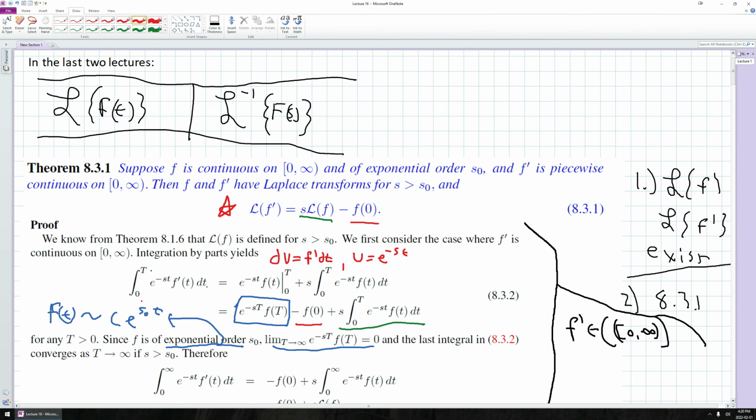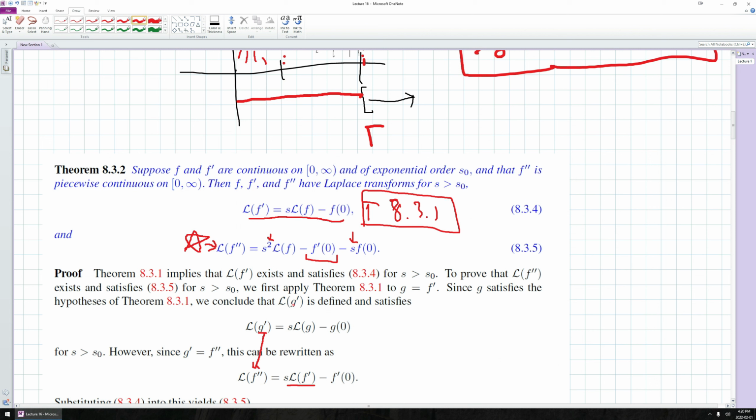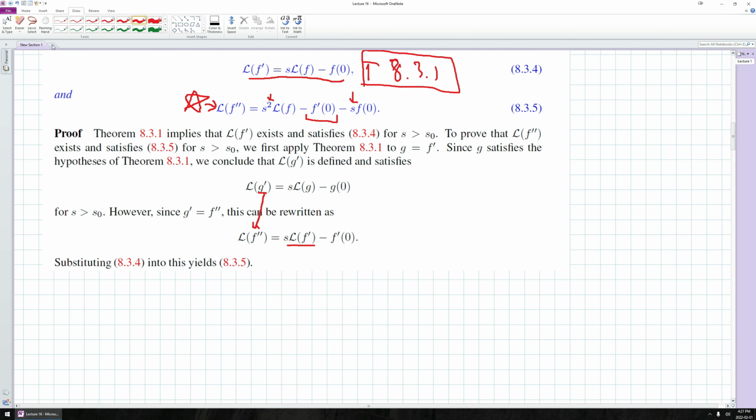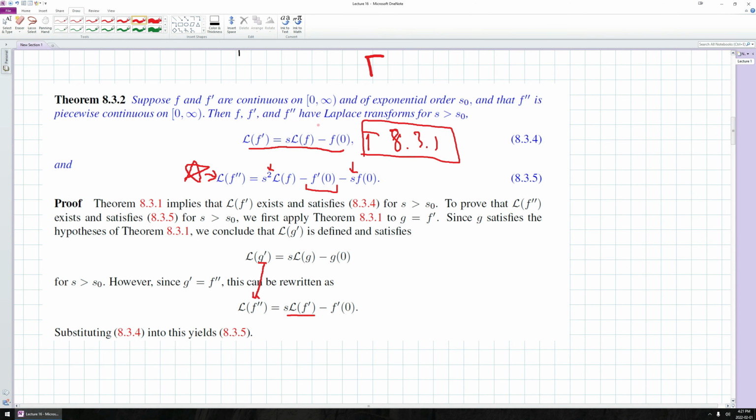Okay, I would highly recommend memorizing this and memorizing this. Okay, so really you just have one theorem to memorize, but if you really are only going to memorize one of the theorems with what conditions you need on the function, I would recommend memorizing 8.3.1 because you can derive other things from it.